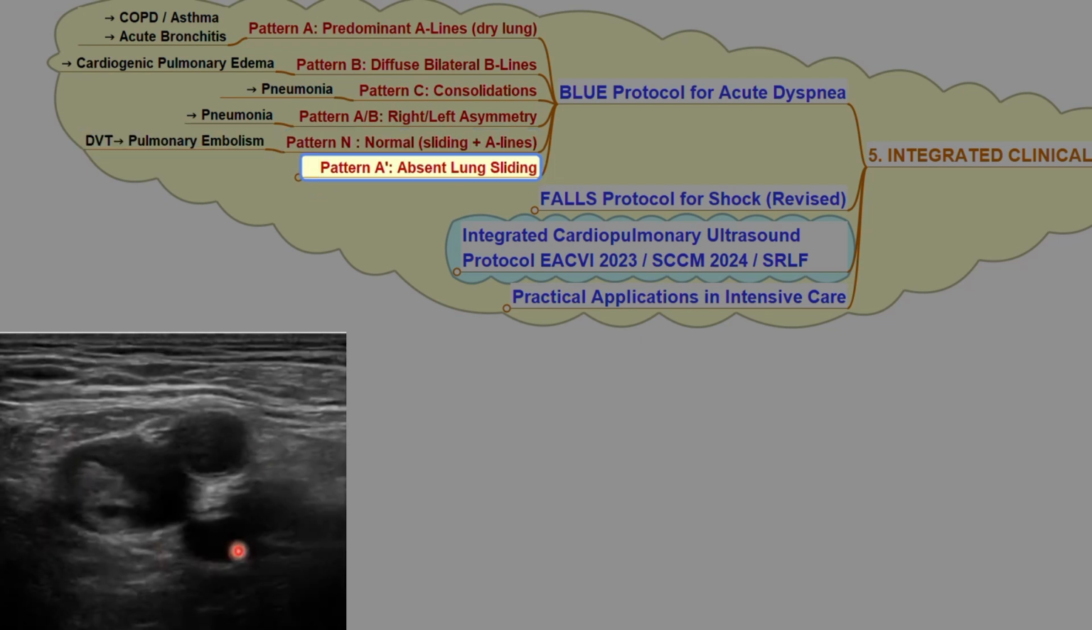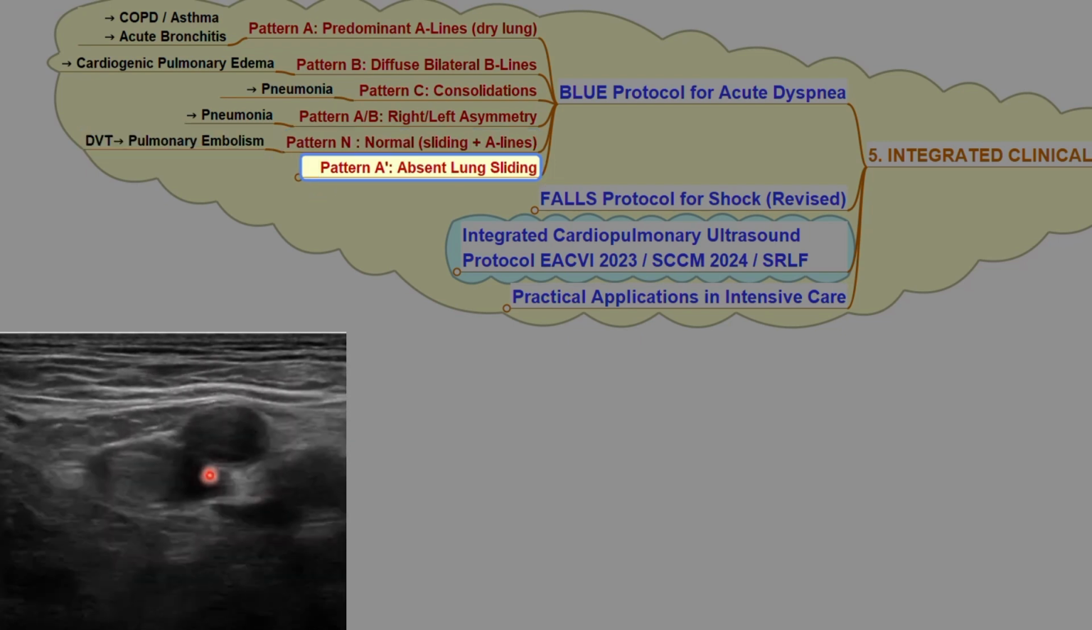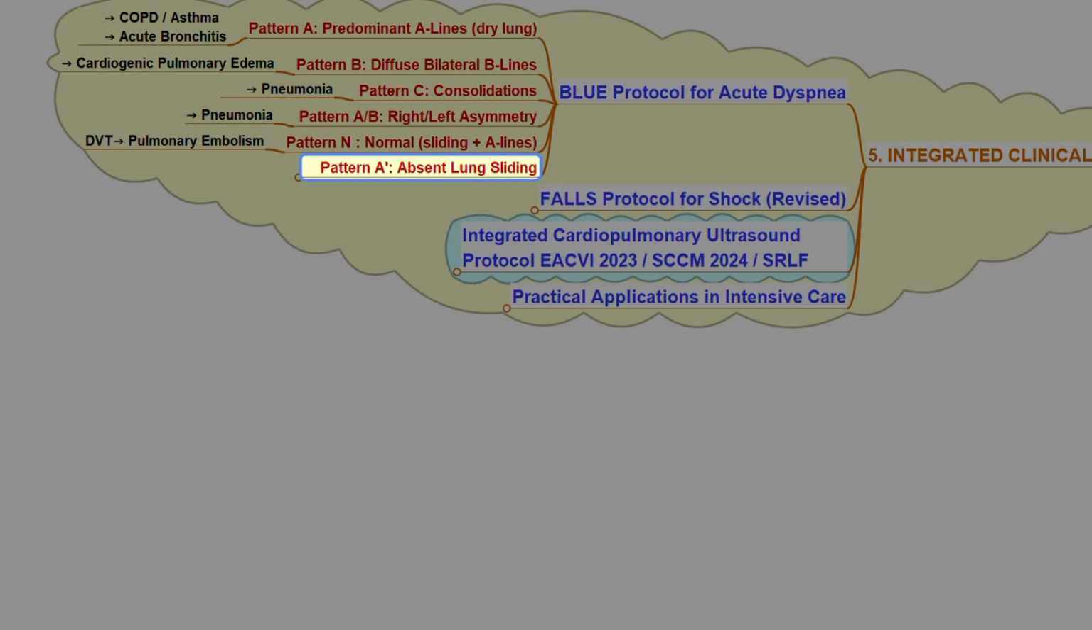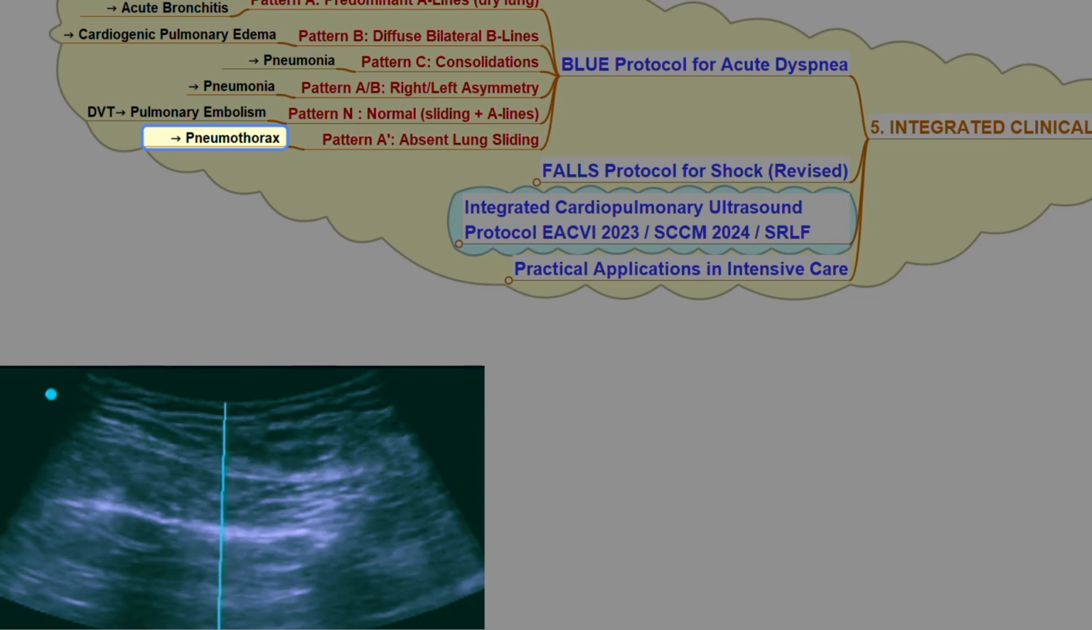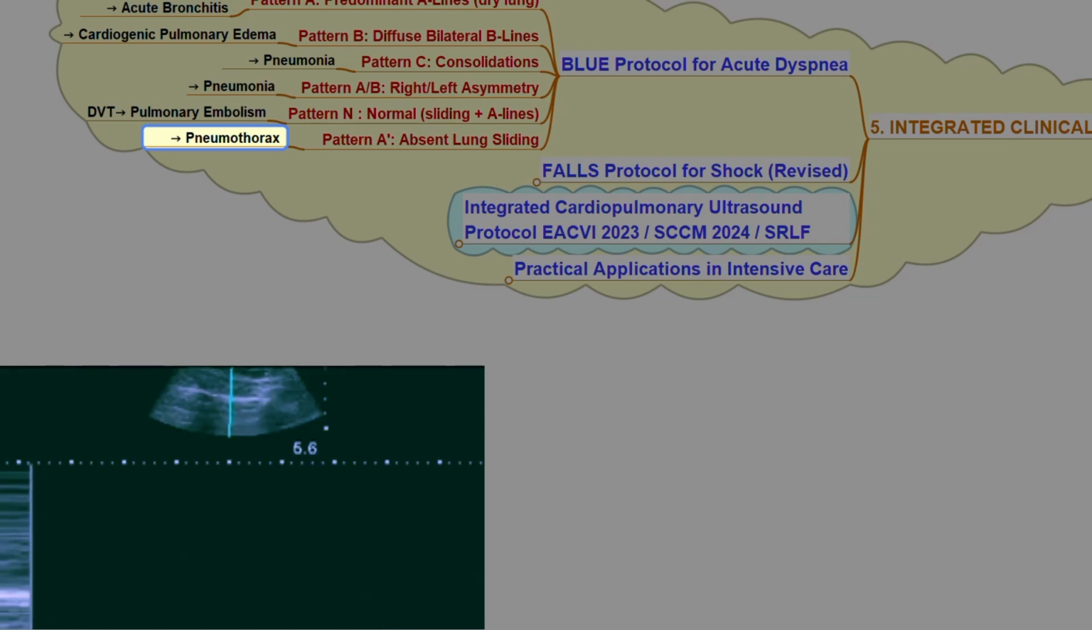The other pattern is A prime, absence of pleural sliding with A lines. This is pneumothorax. Use M mode to look for the barcode sign, replacing the normal seashore sign.